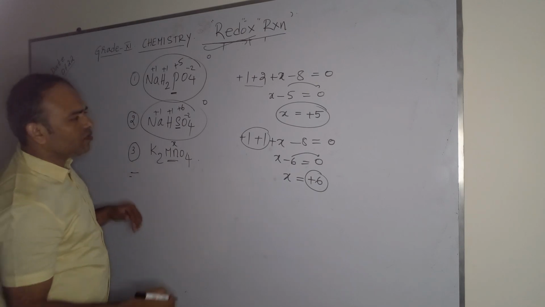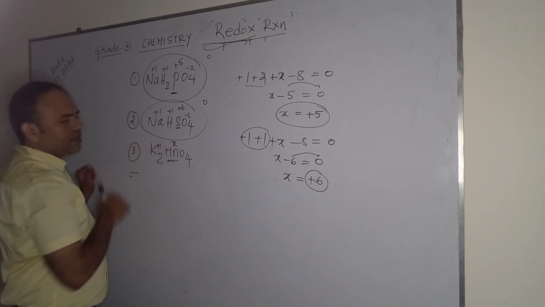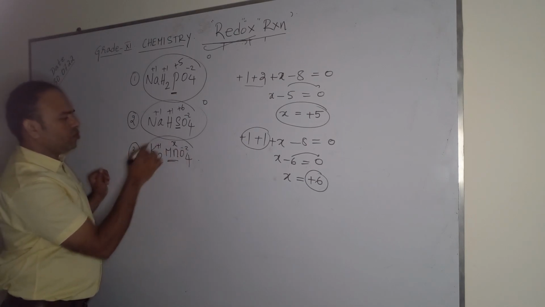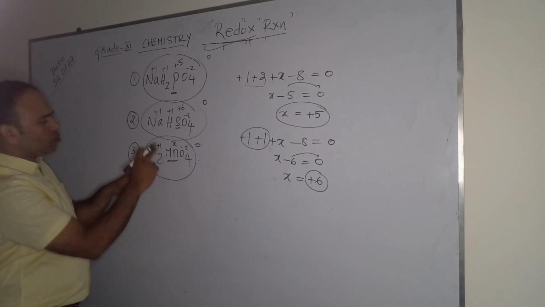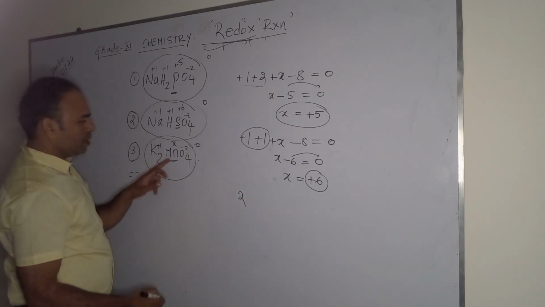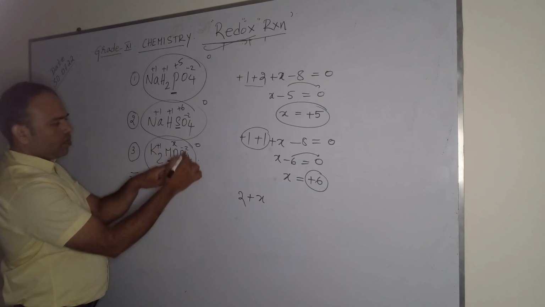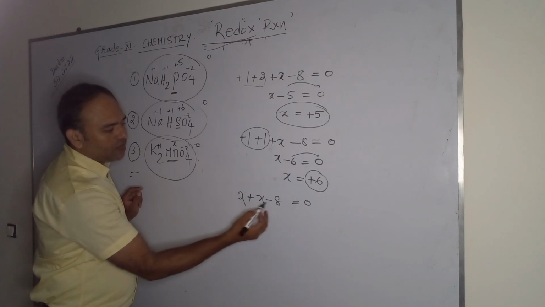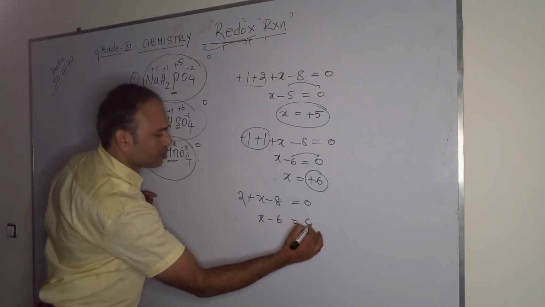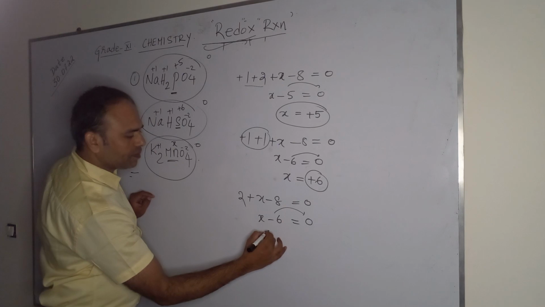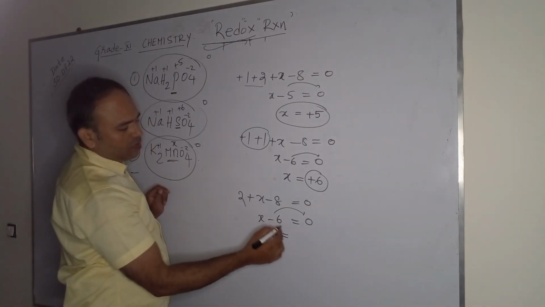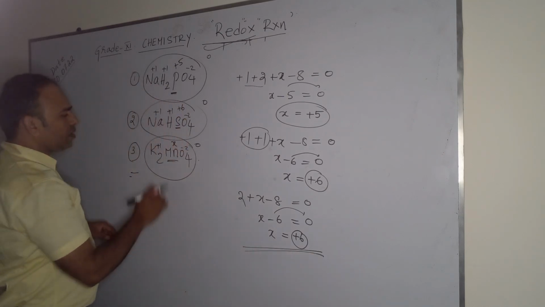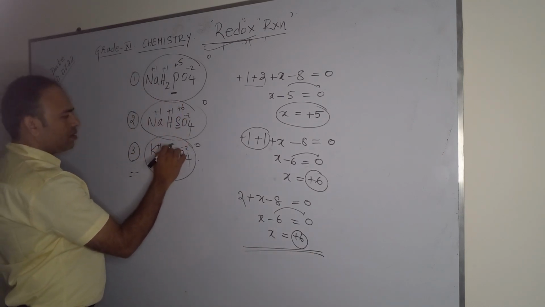Next, K2MnO4. Now let us take potassium as plus 1, X for Mn, O minus 2, total 0. Equate this: 2 into plus 1 is 2, plus X, minus 2 into 4 is minus 8, equal to 0. You know 2 minus 8 is minus 6. Send minus 6 to the other side. So X now will become plus 6. Therefore, the oxidation state of Mn is plus 6.